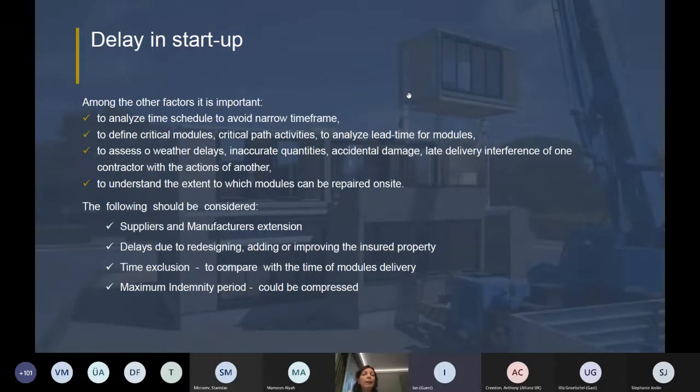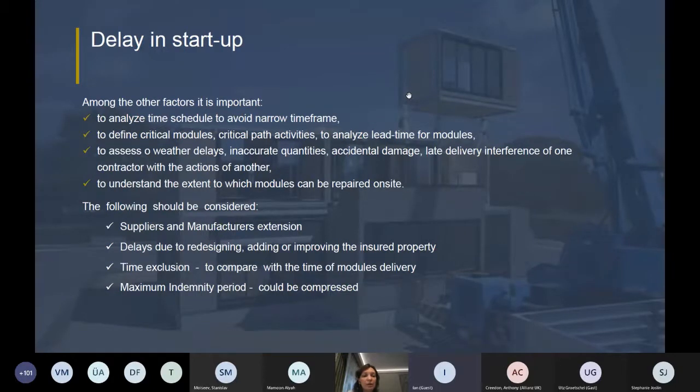So what we found is that we need to analyze the time schedule very carefully to avoid a narrow time frame. We discussed already that using modular construction gives us an economy in time, and in this case the advantage of modular construction becomes a disadvantage in assessing delay in startup. Then the second issue: we should define critical modules and path activities and analyze lead time, the time of delivery of modules to the site, with the maximum indemnity period and with the time excess, time exclusion.